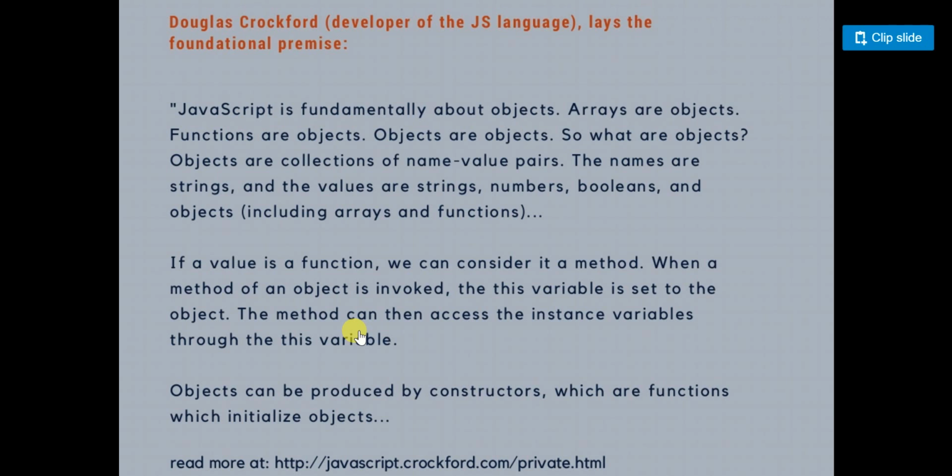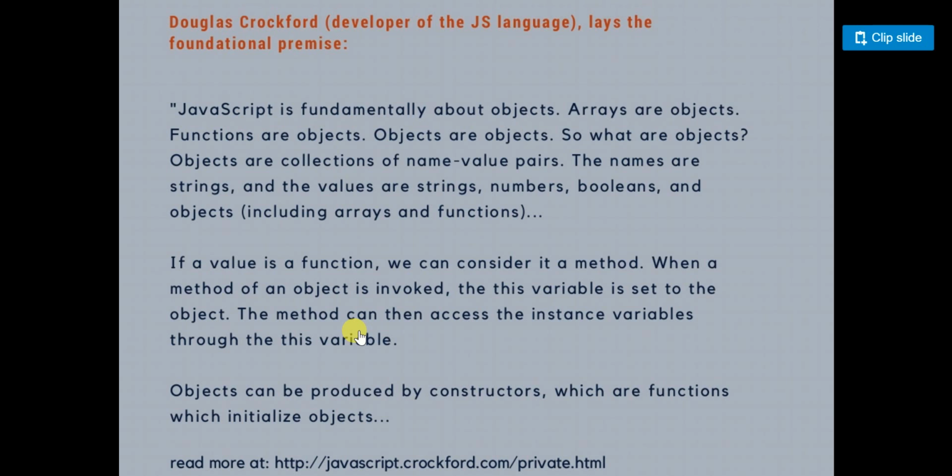JavaScript is fundamentally about objects. Arrays are objects, functions are objects, objects are objects. So what are objects? Objects are collections of name-value pairs. The names are strings and the values are strings, numbers, booleans, and objects, including arrays and functions. If a value is a function, we can consider it a method. When a method of an object is invoked, the this variable is set to the object. The method can then access the instance variables through the this variable, and objects can be produced by constructors, which are functions which initialize objects.